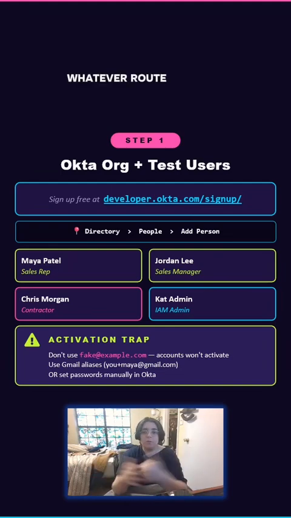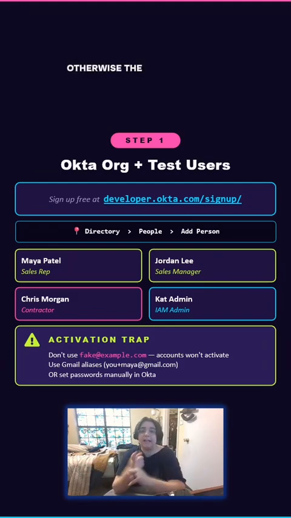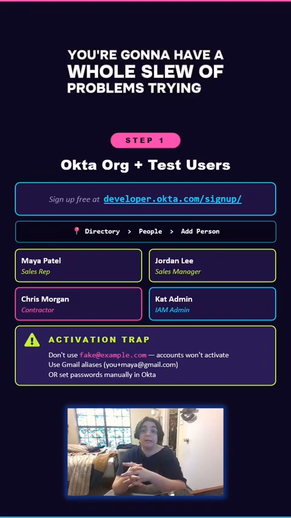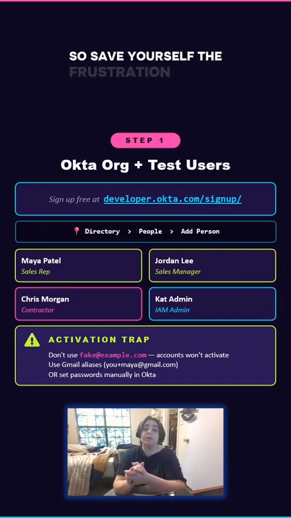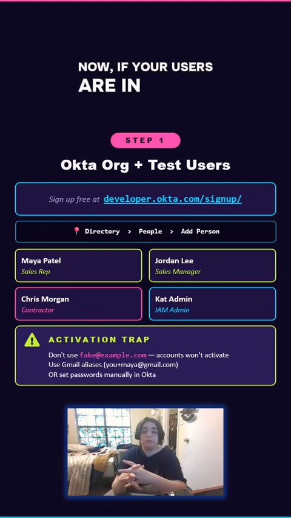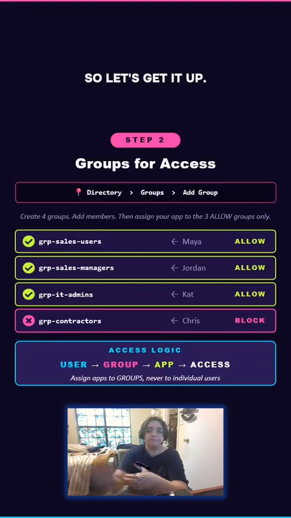Nonetheless, whatever route you pick, the emails just have to be able to actually receive the email. Otherwise, the account never gets activated, and later on, you're going to have a whole slew of problems trying to get this thing working. So, save yourself the frustration in the first place, and just go ahead and do that. Now, if your users are in place, we can move on to talking about organizing them. So, let's get into that.